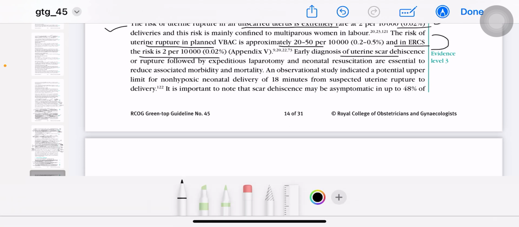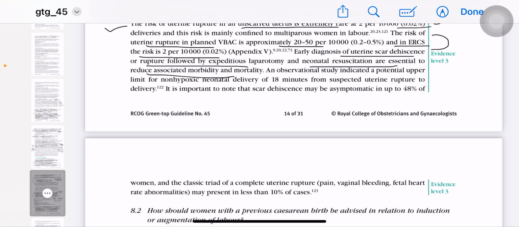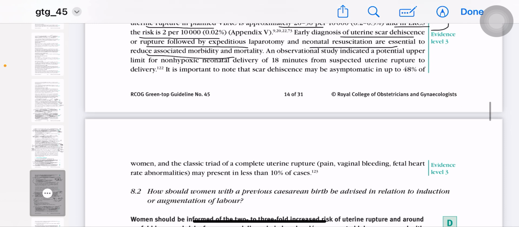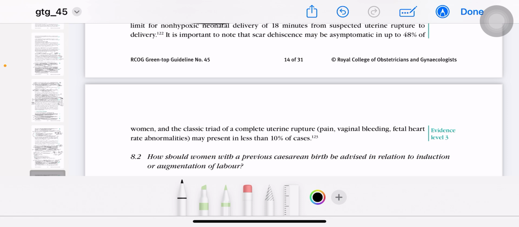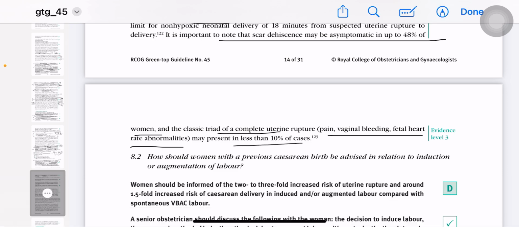Early diagnosis of uterine scar dehiscence or rupture followed by expeditious laparotomy and neonatal care are essential to reduce associated morbidity and mortality. So with scar dehiscence, you have to be vigilant regarding the scar. It is important to note that scar dehiscence may be asymptomatic in up to 48% of the women. The classical triad of complete uterine rupture, pain, vaginal bleeding, and fetal heart rate abnormality may be present in 10% of the cases.